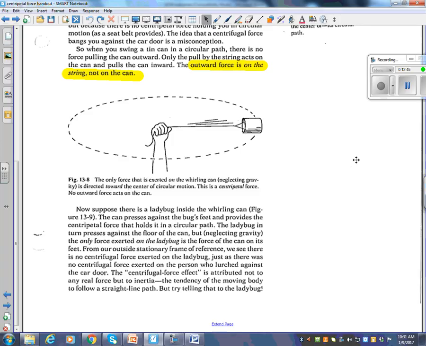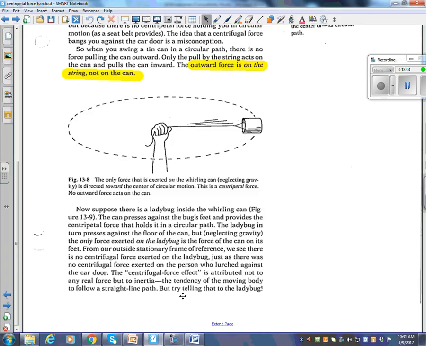From our outside stationary frame of reference, we see that there is no centrifugal force exerted on the ladybug, just as there was no centrifugal force exerted on the person who lurched against the car door. The centrifugal force effect is attributed not to any real force, but to inertia, the tendency of a moving body to follow a straight line path. Try telling that to the ladybug.